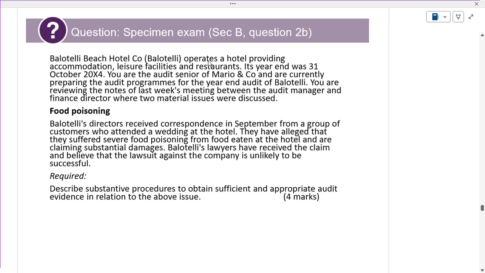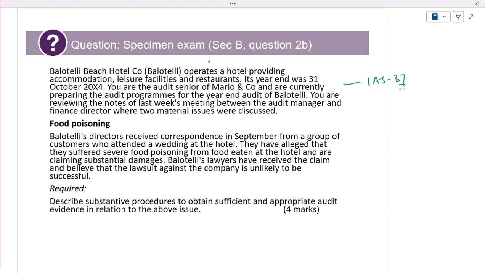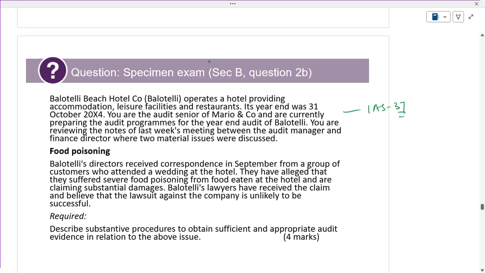Fine. Now, what they say, we have done with respect to IAS 37. Just revise it: IAS 37, provisions, contingent liabilities, and contingent assets. This is the examination, and you will find similar questions somewhere.